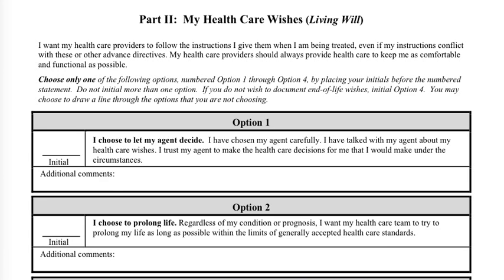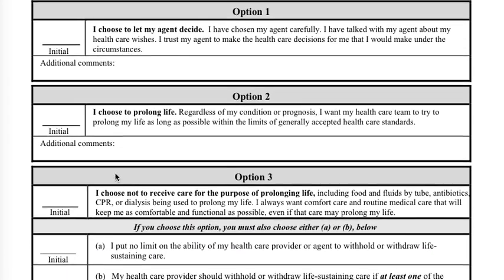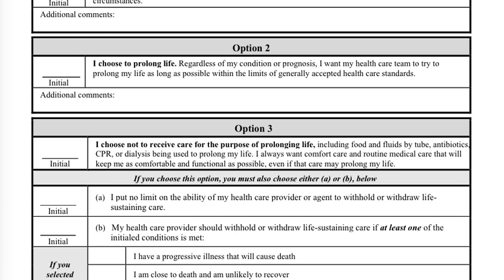member. Option 2 is an interesting choice and allows for some physician judgment. It allows you to state that you wish to prolong your life regardless of your condition or prognosis, including a persistent vegetative state. However, it does limit that prolonged care to the limits of generally accepted healthcare standards. If you want to find out more about what happens when physicians are instructed to prolong life beyond those limits, you can find plenty of horror stories online.